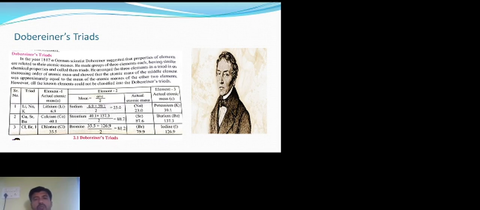So first it is a classification of elements by Dobereiner. Here is a question for you. Can you identify the Dobereiner triads from the following groups of elements having similar chemical properties? You have to find which of these are Dobereiner triads.